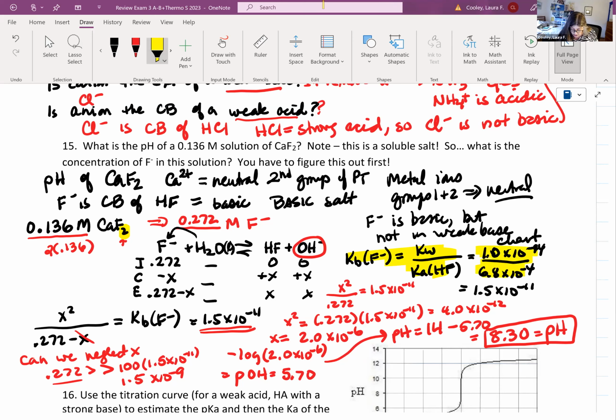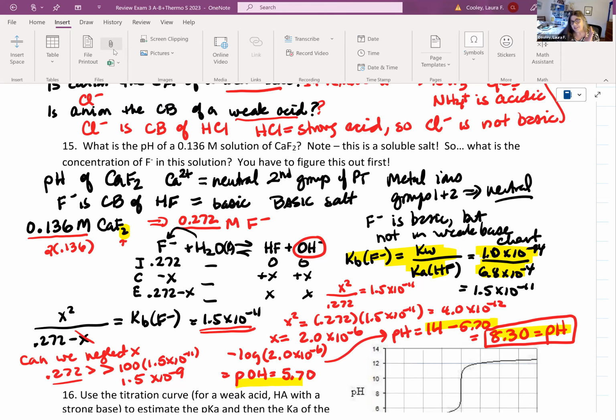And then generally you will be able to neglect the X, unless it's really hard, which it won't be on a test. And then you take the negative log, get the pOH, and then subtract from 14 to get the pH. A little involved, but doable. Okay.